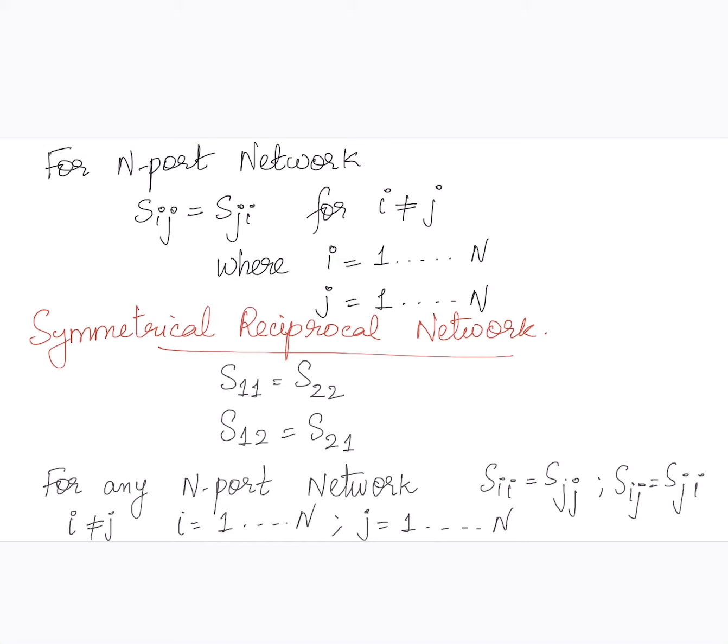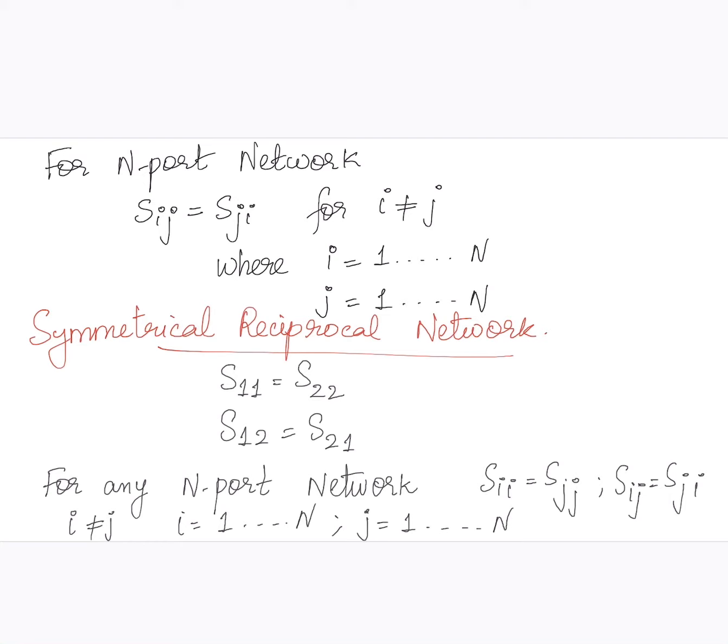When you consider a symmetrical reciprocal network, we can write S11 is equal to S22 and S12 is equal to S21. S11 means input power applied at port 1 and the output power at port 1, so this is used to find the mismatch in a junction. S12 means input power applied at port 1 and output coming out of port 2.